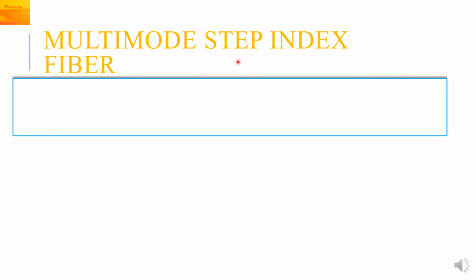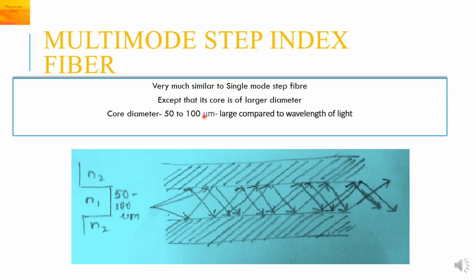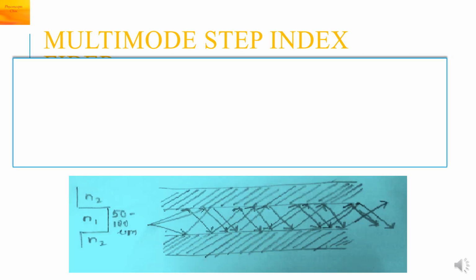Next is the multimode step index fiber. It is quite similar to the single mode step index fiber, except that here the core is of larger diameter. It is about 50 to 100 micrometer. The cladding diameter is between 150 to 250 micrometer. Again, it is the same as the step index. We can see that the refractive index profile looks like a step index only. The only difference is that the diameter of the core is large compared to the single mode step index fiber.